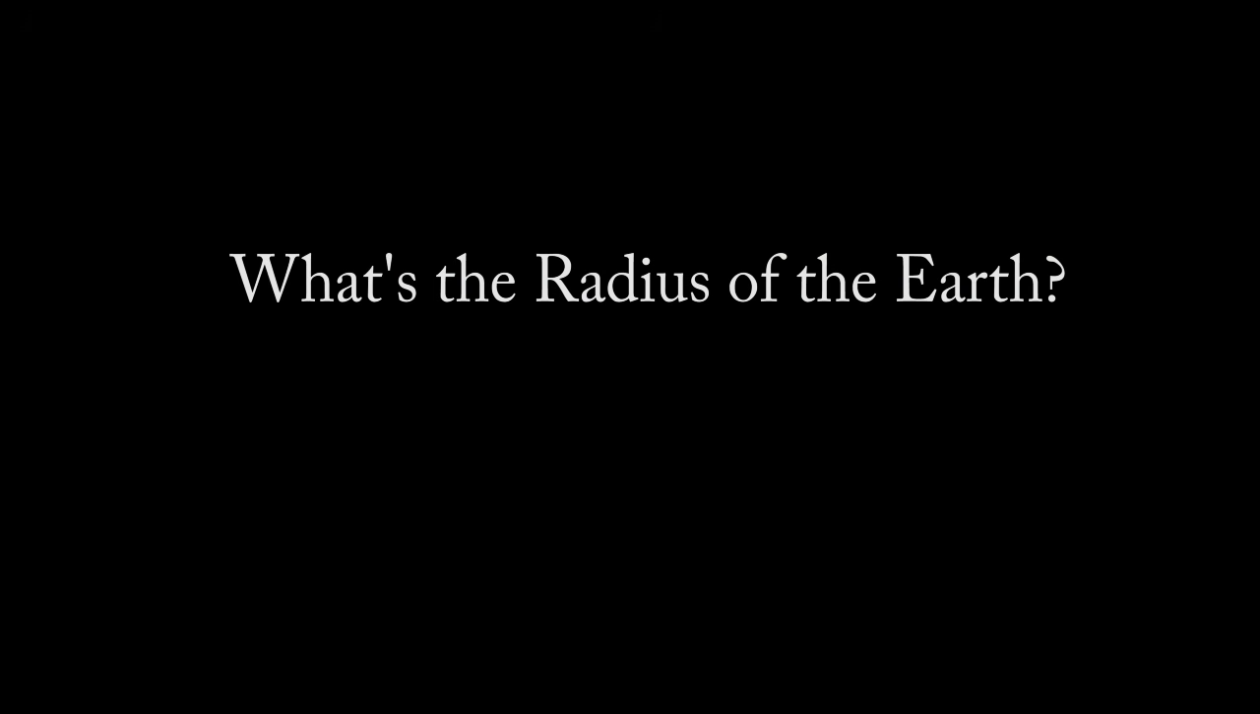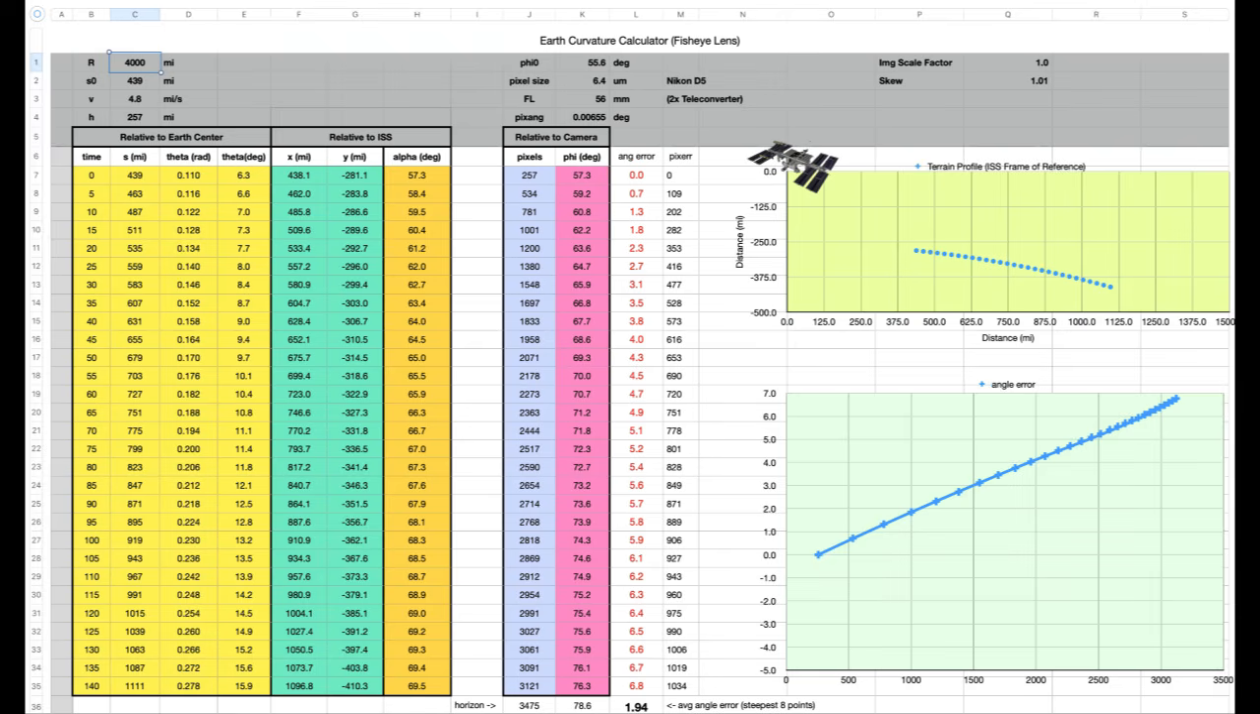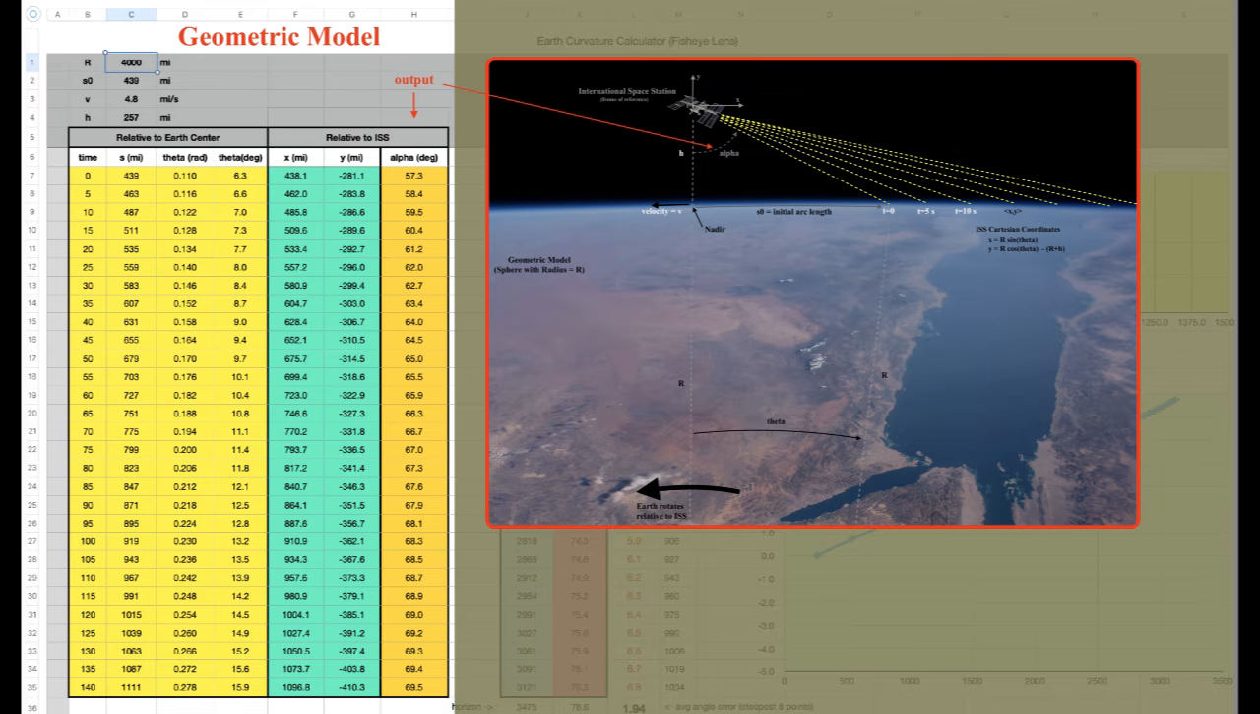Okay, so here's the goods. I created a spreadsheet with calculations. Don't worry, I'll break this down real quick. On the left, we have a geometric model. Very generic. I'm assuming a spherical Earth. The ISS is up there, travels at a velocity v, etc. The calculations are very basic.